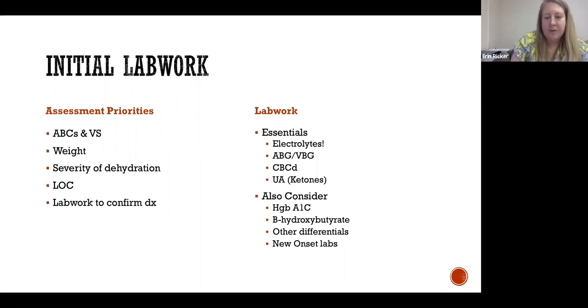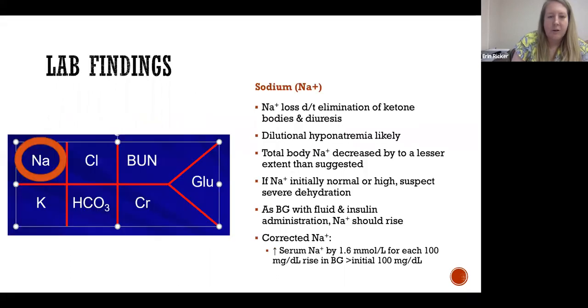Any other thing that might be on your differential, you can consider, like chest x-rays, looking for infection, etc. And finally, your new onset labs, if they are new onset. You don't want to include your thyroid in this yet because it can be a little off when your body's so stressed. So we have our lab panel back, and just reviewing especially the electrolytes.